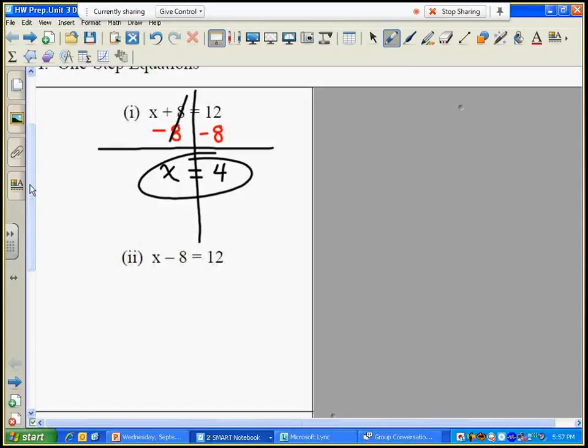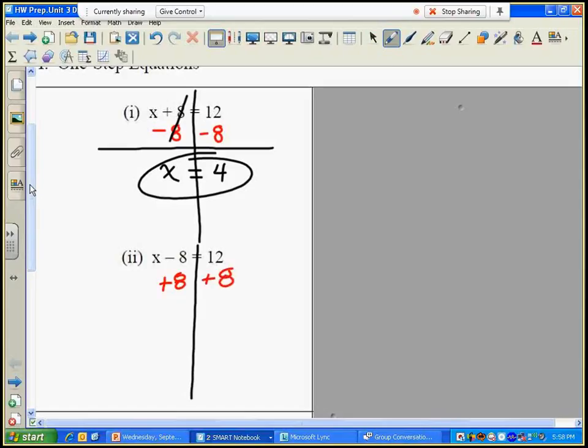Next, I want to take a look at the bottom here. I have x minus 8 equals 12. Well, I want to solve for x by undoing that minus 8. So undoing a minus 8 means to add away the 8.